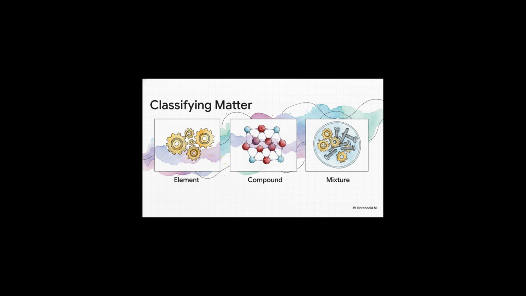We can also sort matter by how it's put together. Think of it like Legos. Elements are your basic individual bricks, all one type, like a pile of red bricks. Compounds are what you get when you snap different bricks together to build something totally new, like H2O. And mixtures? That's just tossing all your different bricks into the same bin. They're together, but they're not connected.